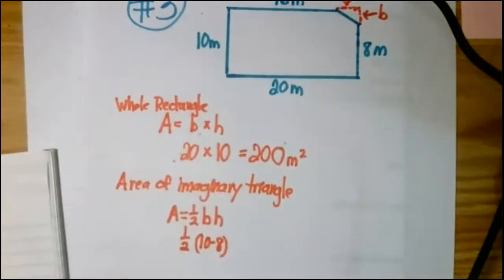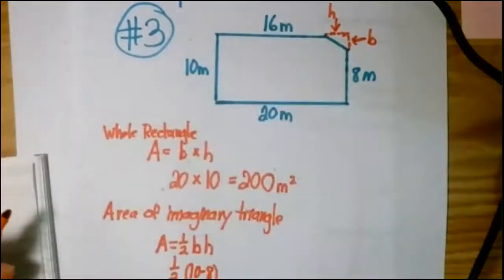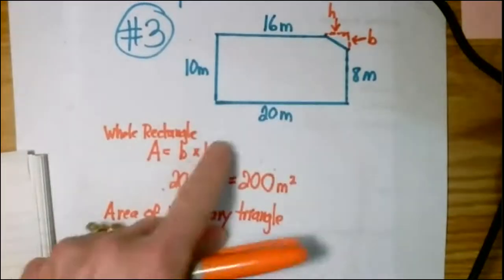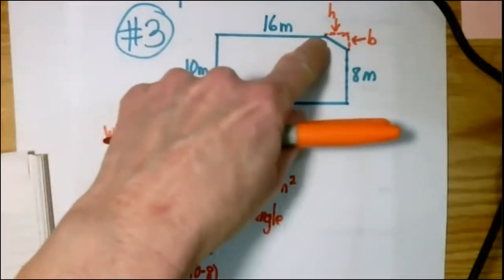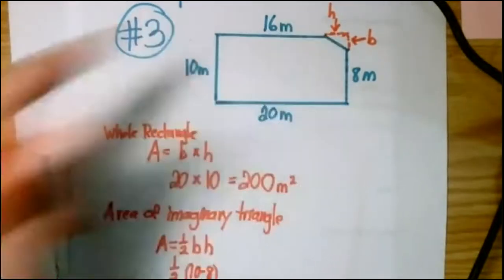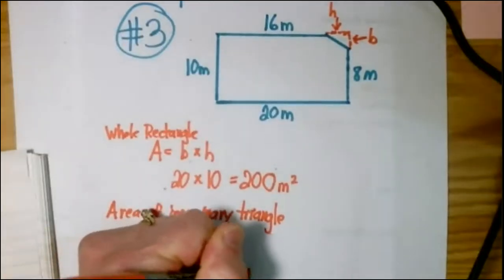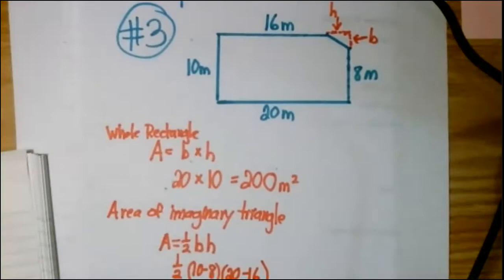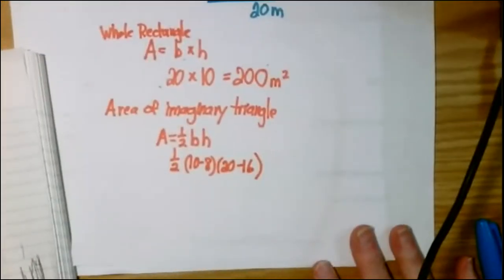What about our height? Let's go back up. This is our height. How do we figure that out? Well, we know this whole thing is 20, and we know this bar is 16. So what does that have to be? Exactly. 20 minus the 16 that has already been used. There we go. So now we put our calculations together.